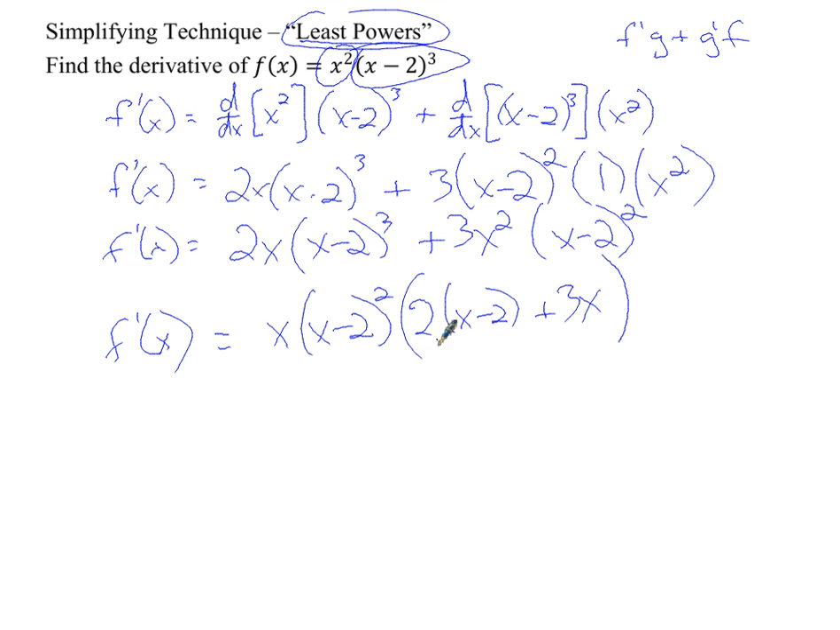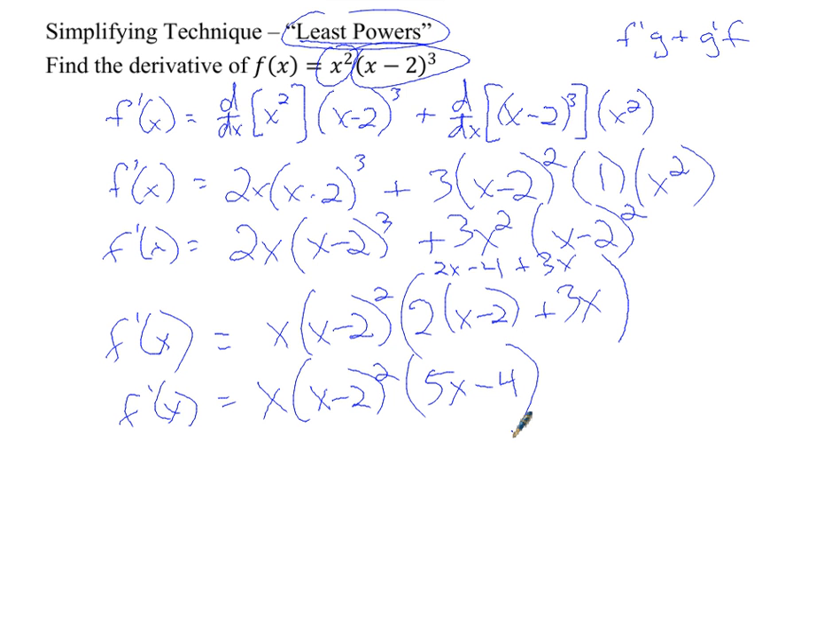Usually when you factor out using least powers, what's left over will simplify in some way. So watch for that. If we distribute the 2 in, we'll be able to combine like terms. So that will be considered simpler. F prime of x equals the x times the x minus 2 squared times, this becomes 2x minus 4 plus 3x. So 5x minus 4 is your combined factor sitting there. We will not distribute that back out. That is the answer.